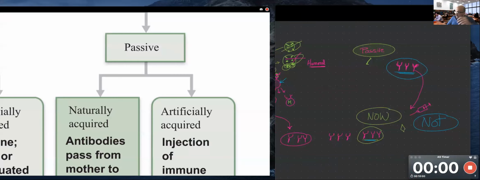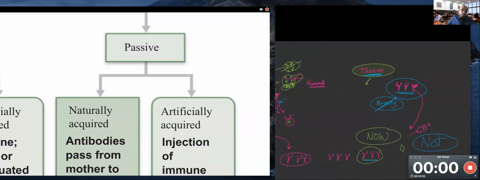So here, I don't have an immunological memory. No memory is going to be formed. So it's going to be a passive humoral immunity. Is this something that nature did provide you with, or is this something that has been prepared in the lab? It's something that has been prepared in the lab. Is this going to be artificially acquired? Passive humoral immunity.